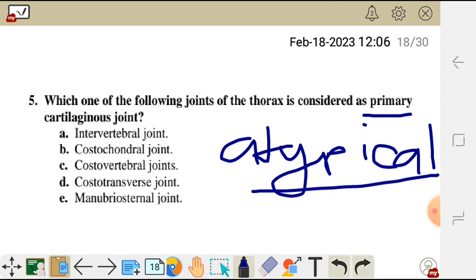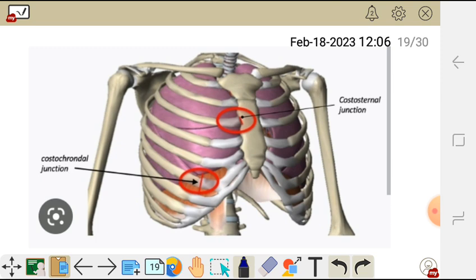So for question 5, the correct answer is B. The correct answer is the costochondral joint. It is a primary joint because it is covered by what we call hyaline cartilage. So we move on to question 6.